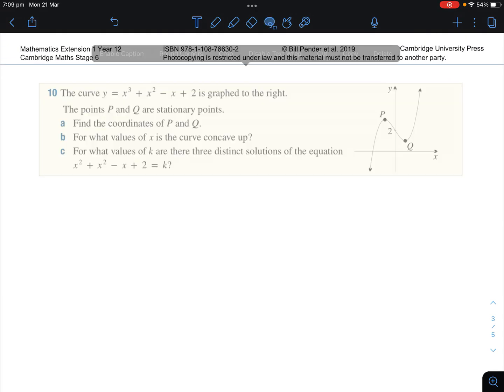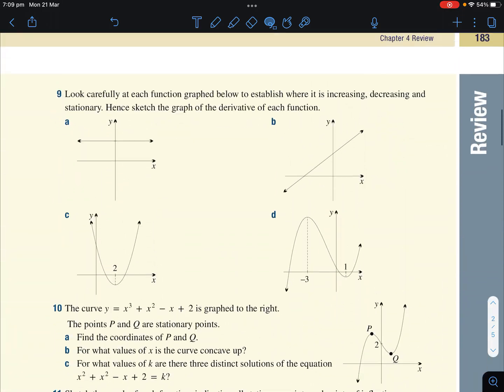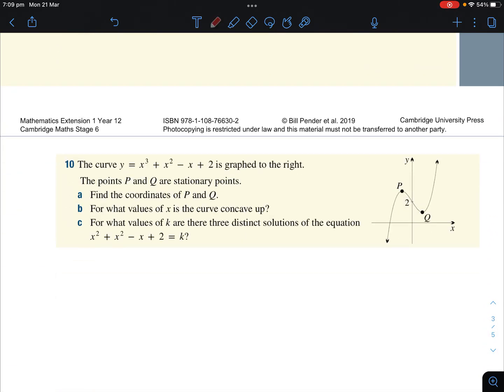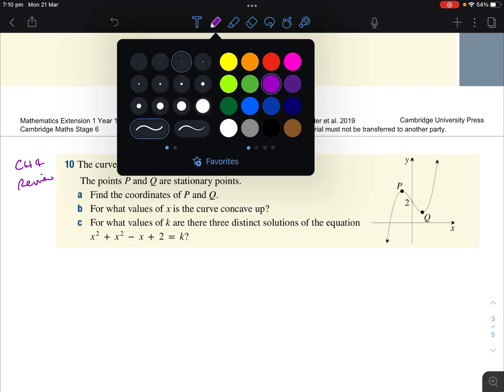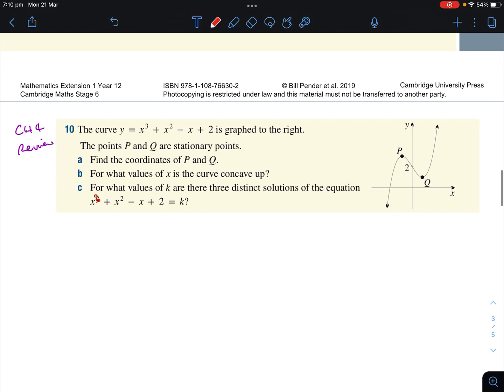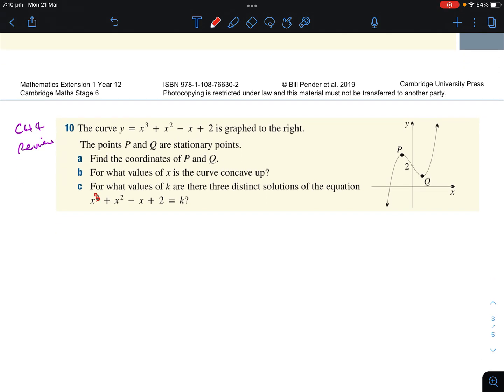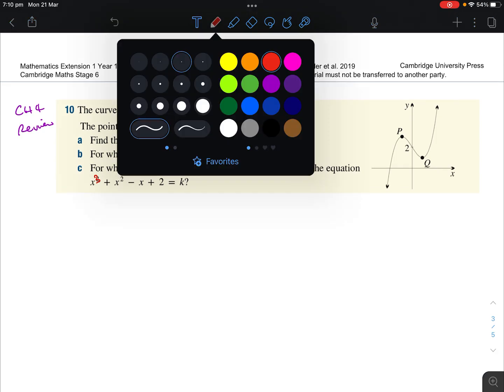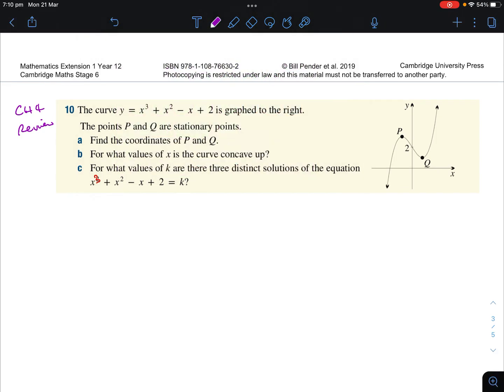The curve y equals x cubed. This is a graphing question from the end of the chapter 4 review. I've spotted a mistake here. That should be a cubed there. It's just a typo. The curve y equals x cubed plus x squared minus x plus 2 is graphed to the right. The points P and Q are stationary points. Find the coordinates of P and Q.